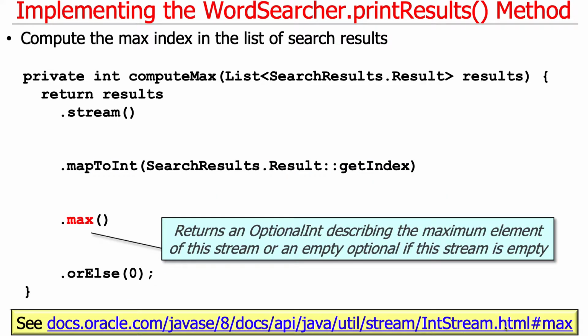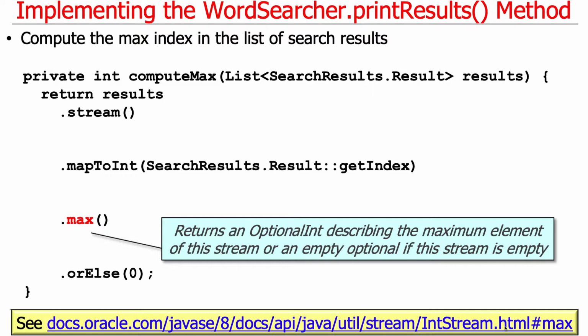And then what we do is we apply the max method. And max is a method that's defined on an IntStream. It's not defined on a Stream. It's defined on an IntStream. And what max does is it will return something called an OptionalInt. I'll explain what an OptionalInt is in a second. But basically what it's going to return is the maximum element in the stream. Or if the stream is empty, it returns something called an empty optional.